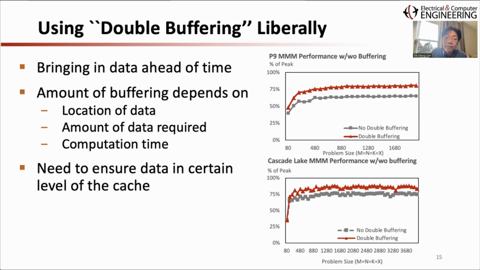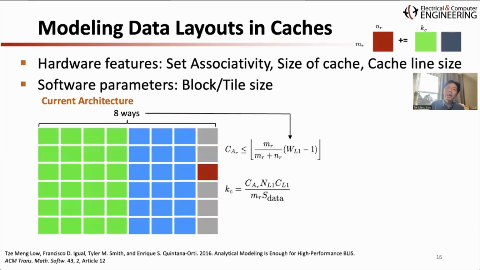So I've said that we need to keep data in the memory hierarchy many, many times. So how do we keep data in the memory hierarchy? To do that, we want to model different data layouts in the caches. When we talk about caches and modeling caches, things like the size of the cache and the cache line size are all very common parameters. And the software parameters that we are interested in are really the blocking or tiling sizes. However, it turns out that beyond the size of the cache, the associativity of the cache matters significantly as well.